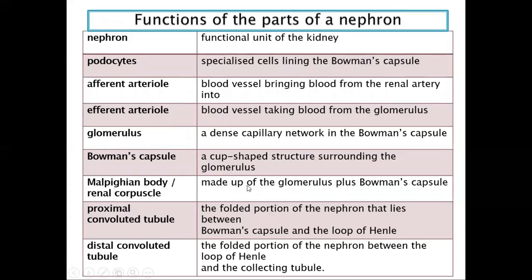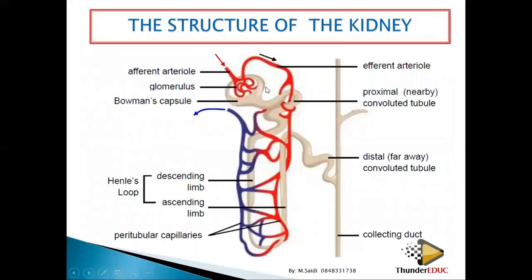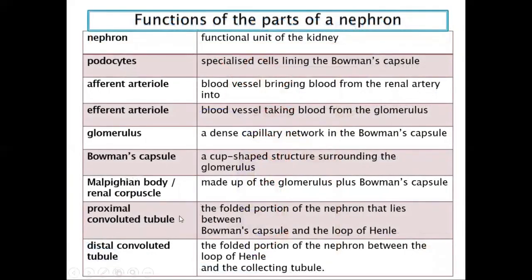Then you have the Malpighian barre. This one is made up of the glomerulus plus the Bowman's capsule. This is the Malpighian barre. So this part, the Bowman's capsule, and then the glomerulus, when you combine them, they form the Malpighian barre.